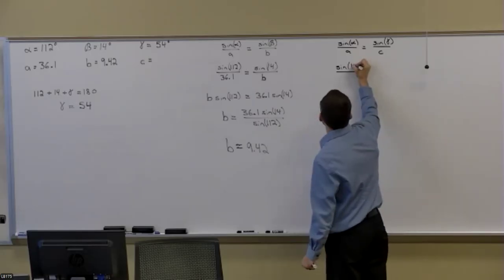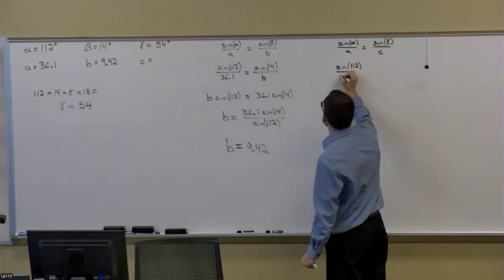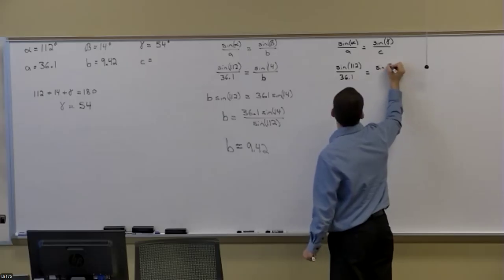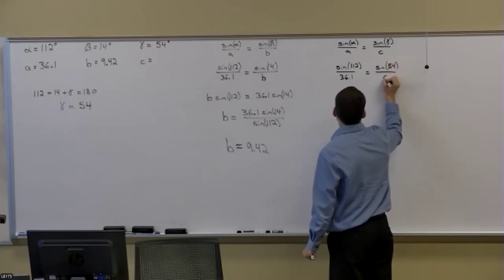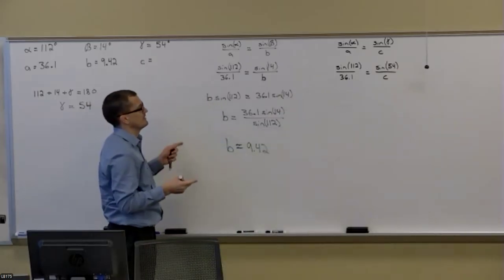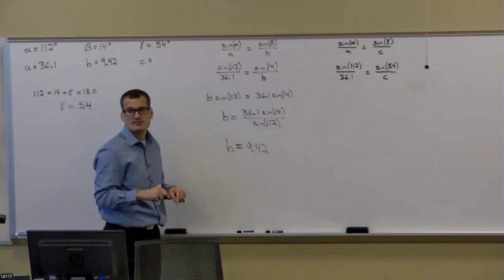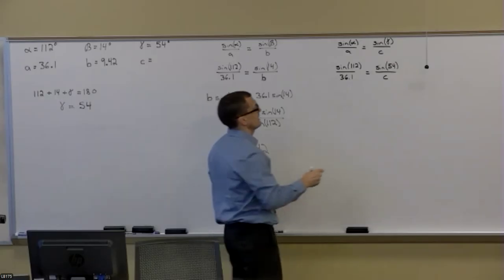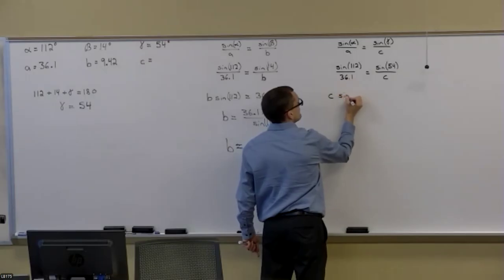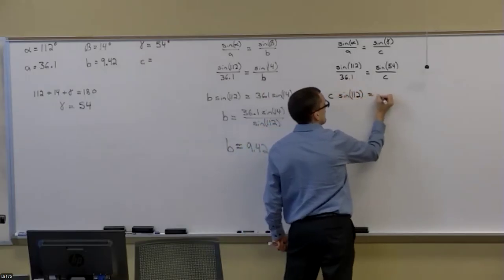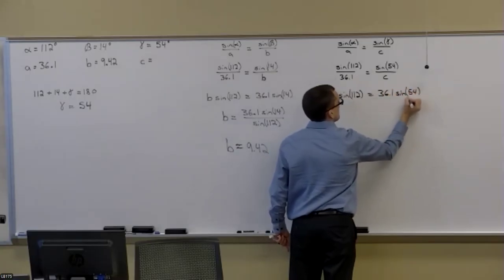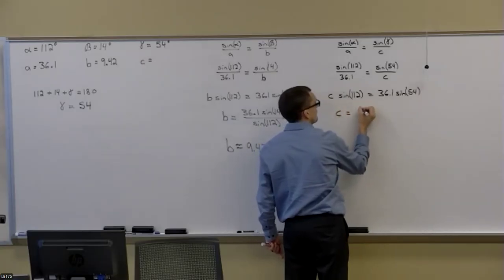So sine of 112 divided by 36.1 is equal to sine of 54 divided by C. Hopefully we've done enough of these, multiply both sides and divide. C is going to multiply. Works the same way each time. 36.1 is going to multiply. And then we're going to divide by sine of 112.